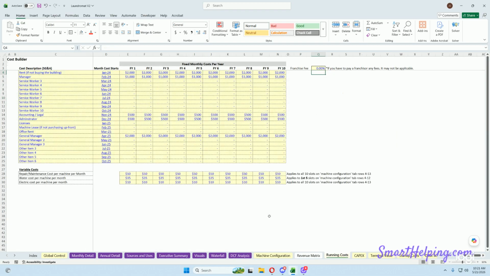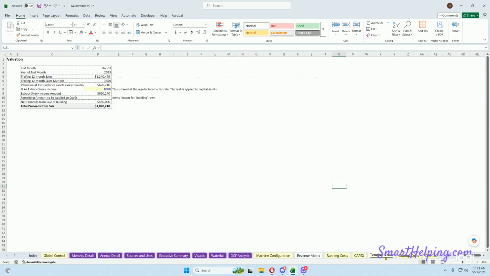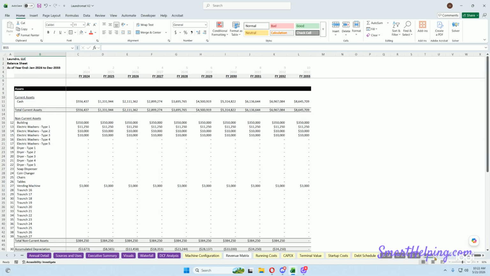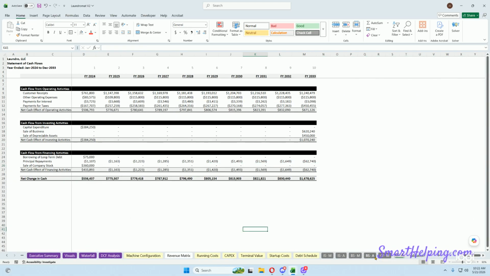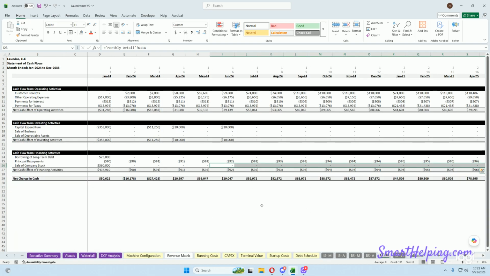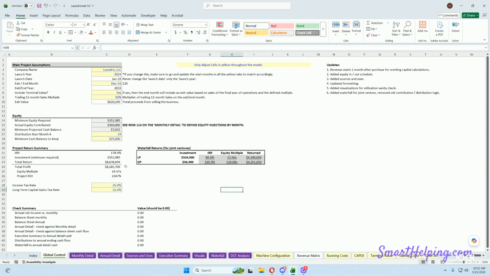And I think that's it. We didn't need changes to the running costs, capex, all these things; they all worked. Income statement, balance sheet, cash flow statement. We did have to update these a little bit for the equity contribution logic, but that was it. And yeah, I think that covers all the updates.